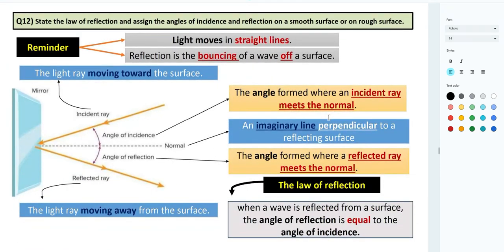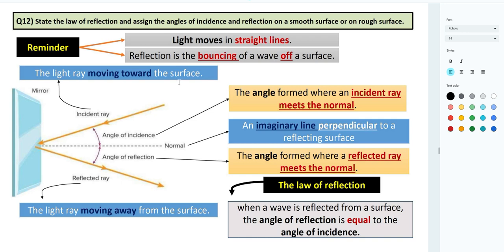Next outcome here, question 12. State the law of reflection and assign the angles of incidence and reflection on a smooth surface or on a rough surface. So we looked at this already by labeling our angle of incidence, our incident ray and reflected ray on the last page. So hopefully you guys remember this.